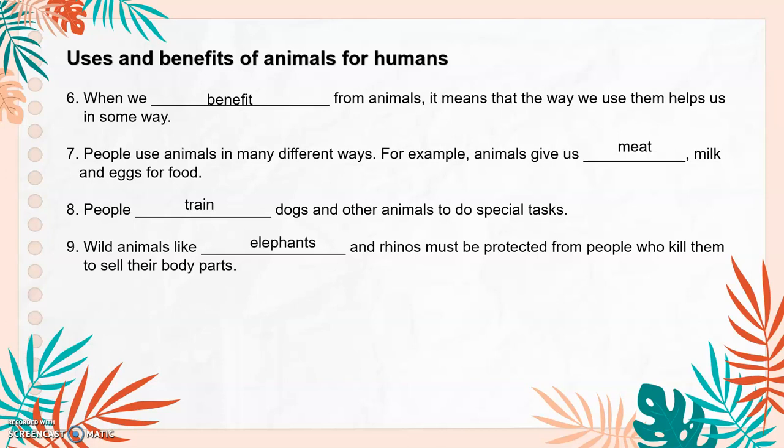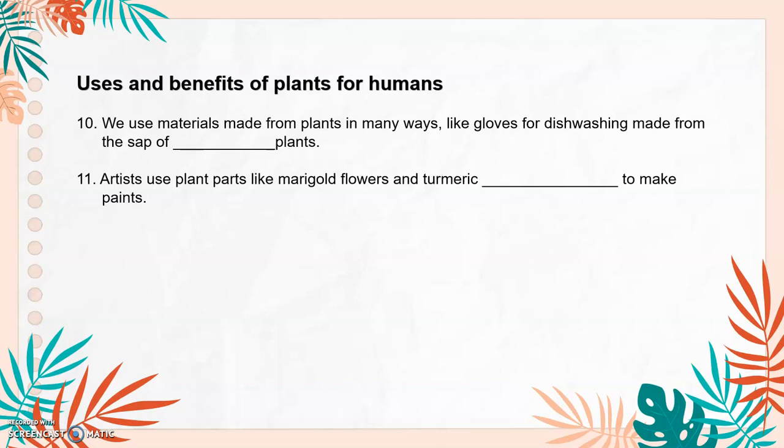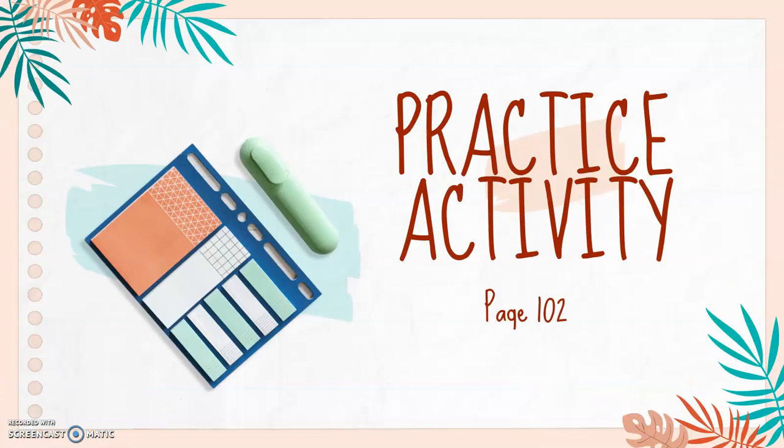Yes, elephants. Good job. Now, in 5.3, uses and benefits of plants for humans. Number 10, we use materials made from plants in many ways, like gloves for dishwashing made from the sap of rubber plants. And then the last one, number 11. Artists use plant parts like marigold flowers and turmeric to make paints. Turmeric, good job.